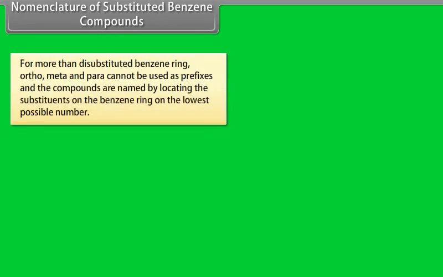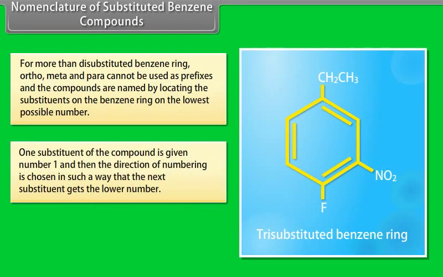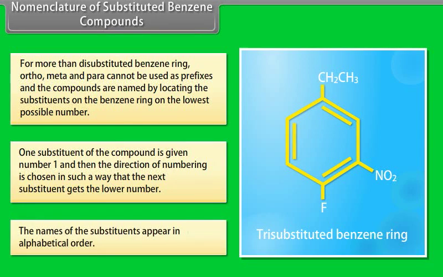Nomenclature of substituted benzene compounds. For more than di-substituted benzene rings, ortho, meta and para cannot be used as prefixes, and the compounds are named by locating the substituents on the benzene ring at the lowest possible numbers. One substituent of the compound is given number 1, and then the direction of numbering is chosen in such a way that the next substituent gets the lower number. The names of the substituents appear in alphabetical order.